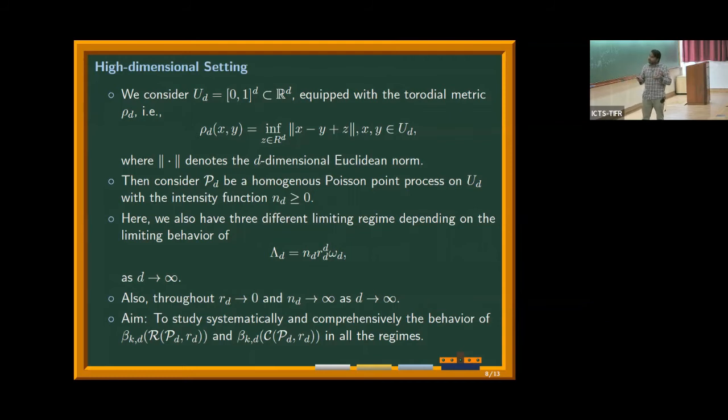Similar to the case of usual random topology where we have 3 different limiting regimes, here we also have them, given by n_d r_d^d omega_d. This omega_d is the volume of a unit ball. And in this setting, throughout, r_d is going to 0 and n_d is going to infinity as d tends to infinity. The aim of this project is to study systematically and comprehensively the behavior of Betti numbers of both complexes in all the regimes. So far, whatever results we have are in fixed dimension.